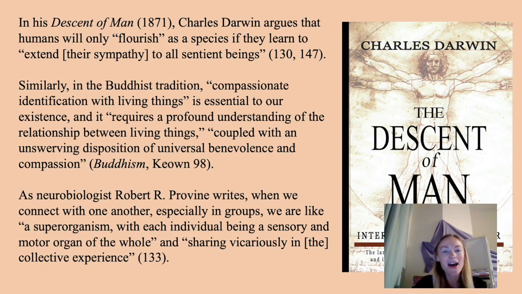She's wonderful. So in his Descent of Man, Charles Darwin argues that humans will only flourish as a species if they learn to extend their sympathy to all sentient beings. Similarly, in the Buddhist traditions, I'm sure you all know, compassionate identification with living things is essential to our existence, and it requires a profound understanding of the relationship between living things, coupled with an unswerving disposition of universal benevolence and compassion. As neurobiologist Robert Provine writes, "When we connect with one another, especially in groups, we are like a superorganism, with each individual being a sensory and motor organ of the whole and sharing vicariously in the collective experience." So kind of like this conference, right?